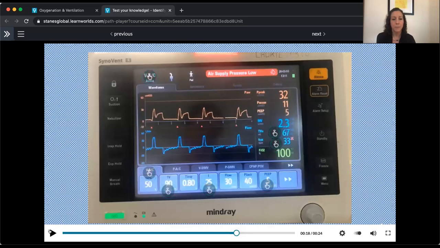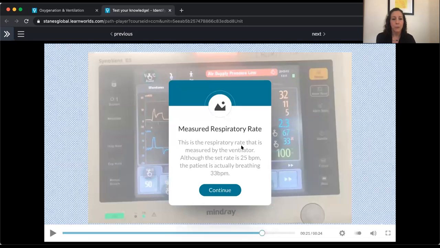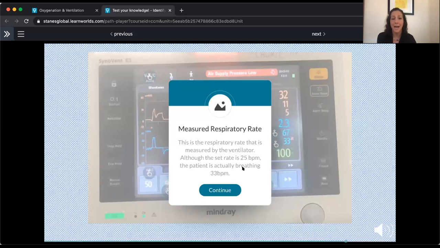I bet you can anticipate what I'm gonna ask next. The respiratory rate measured. F total BPM, 33. Measured respiratory rate, the respiratory rate that is measured by the ventilator. Although the set rate is 25, this patient is actually breathing 33 breaths per minute.